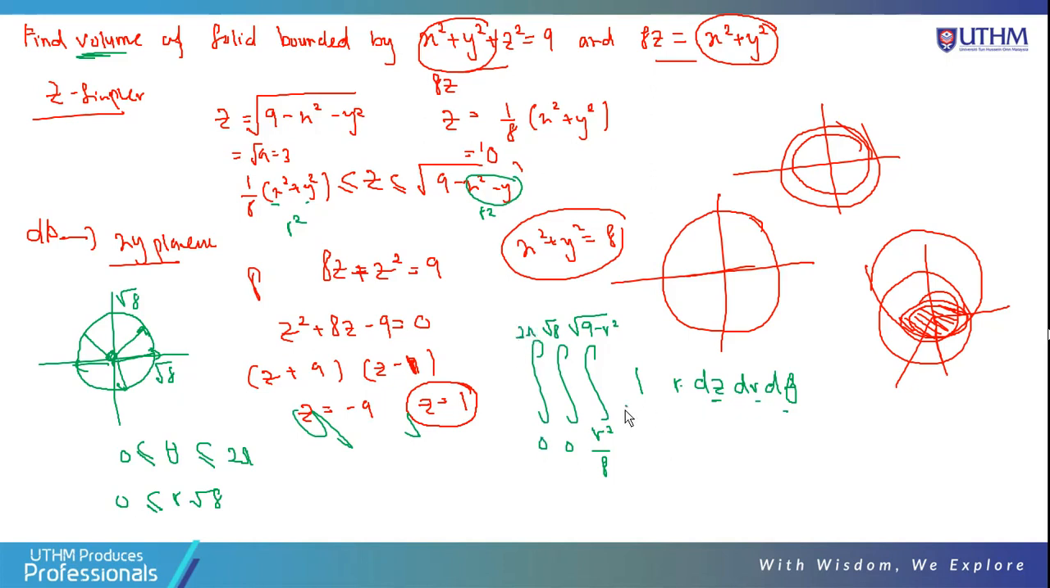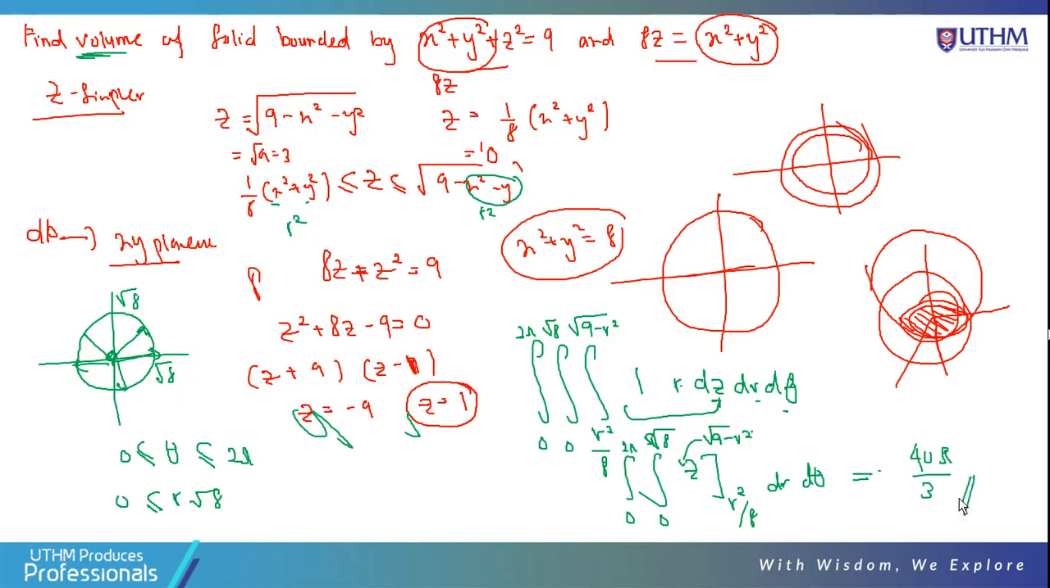So first integrate with respect to z. So you will get z from r square over 8 to square root of 9 minus r square, dr d theta, where r goes from 0 to root 8 and theta from 0 to 2 pi. Okay, you solve this, substitute into z, and then complete the solving of the remaining integration, and the final answer is 40 pi over 3.